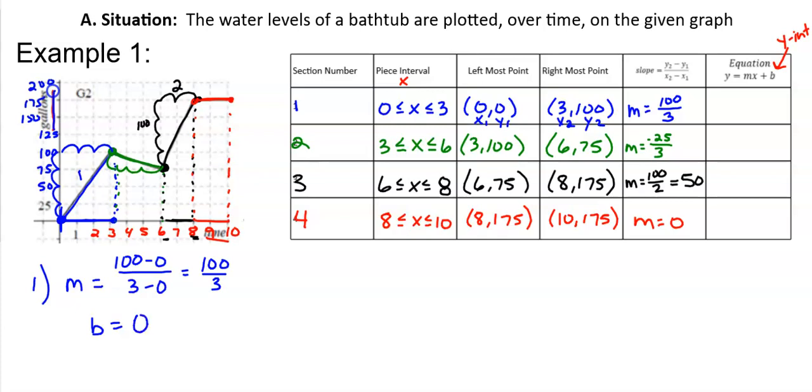It's 0. So our first equation is just y equals 100 thirds x plus 0, or just, I would just leave it off. You don't need the plus 0. So we're done with that one.